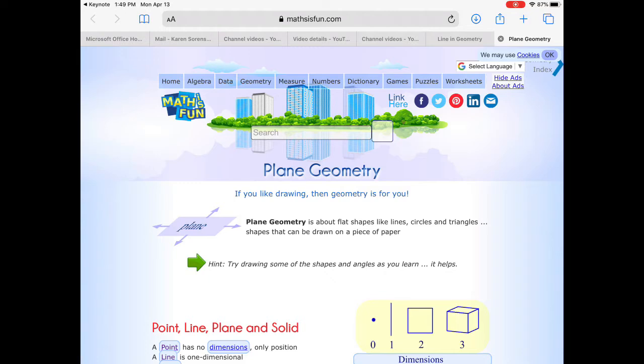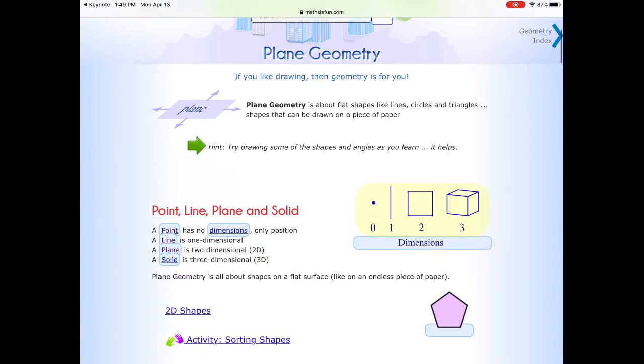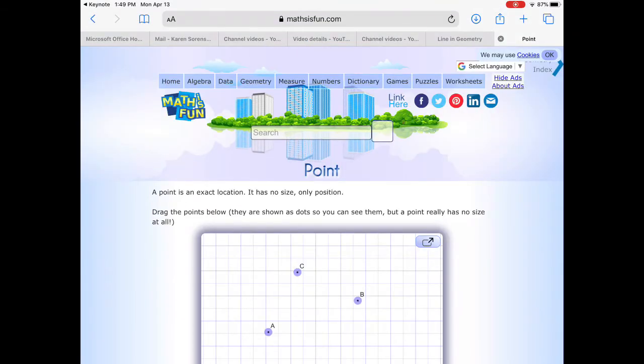So we're working in plane geometry. These are flat shapes, so if you can draw it on a paper, you're probably in plane geometry. And we'll start with a point. According to Euclid, a point is that which has no part. Maybe an easier way to think about that is a point is something that has no dimensions, no length, width, or depth, only position. So let's click on the link.